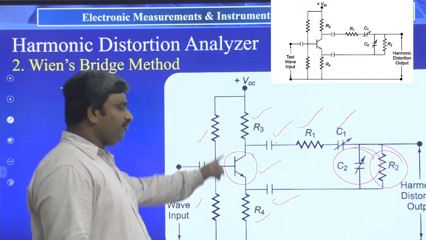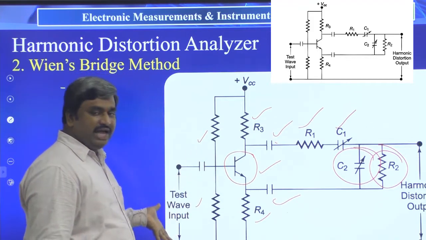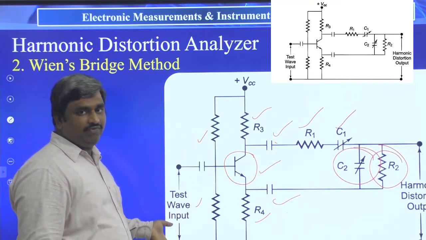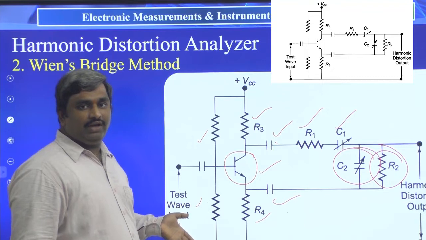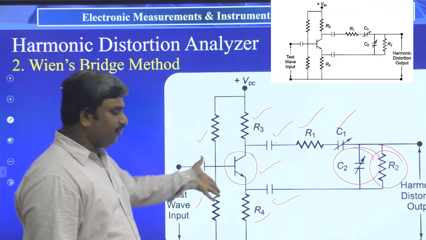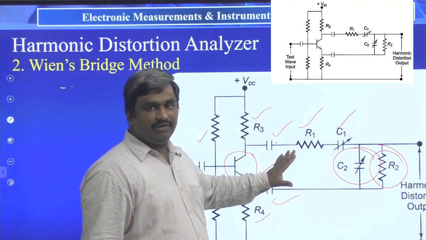Here we have an amplifier circuit. At the input of this amplifier circuit, we are giving the test input signal, that is the test wave input. For a wave analyzer, we have to give the wave input, and we give it at the amplifier input. At the output, we have the Wien bridge method connectivity network.